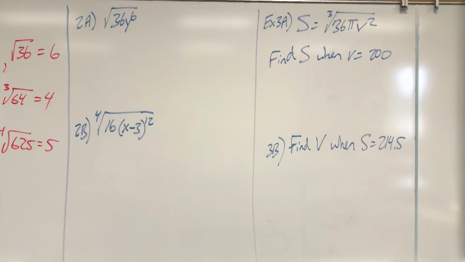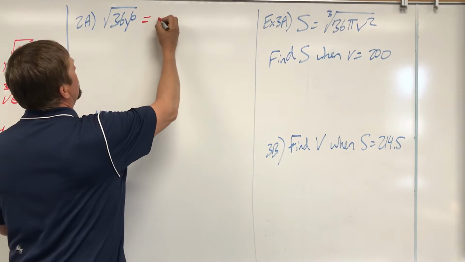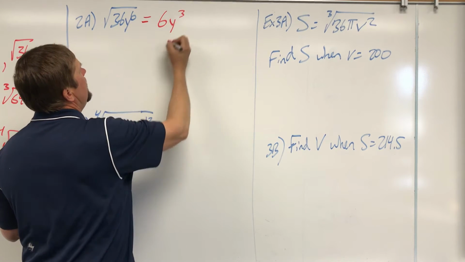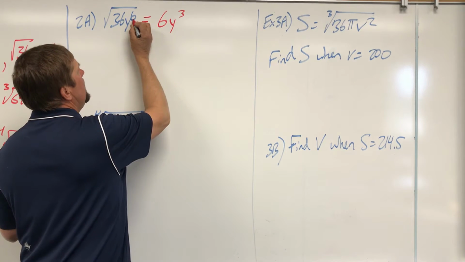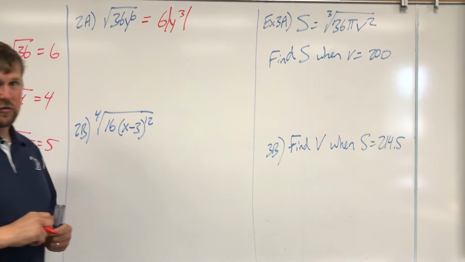Okay, this is it, the rest of the notes here. So 2a is just a matter of taking the square root. So again, we have the square root of 36, which is 6. The square root of y to the 6th is y cubed. Because you're going from an even power to an odd power, you should have absolute value signs on it.